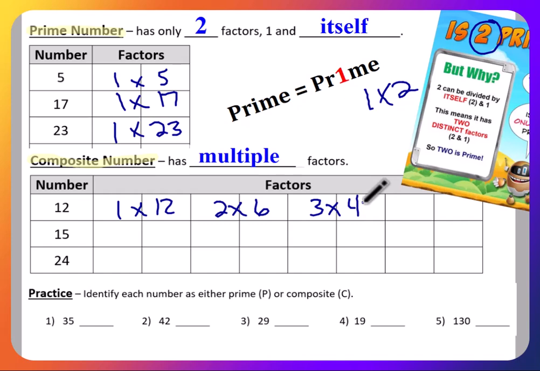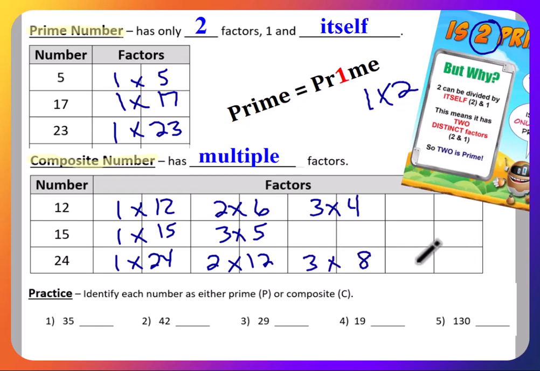Think about 15. 15 is an odd number, but it is not prime. Yes, 1 times 15 will give you 15, but you can also multiply 3 times 5 to make 15. Because there are multiple factors, it is not a prime number. 24, same thing. 1 times 24 will give you 24. You could also multiply 2 times 12. You can multiply 3 times 8. You can multiply 4 times 6. There are multiple factors that will give you 24, so therefore it is a composite number.